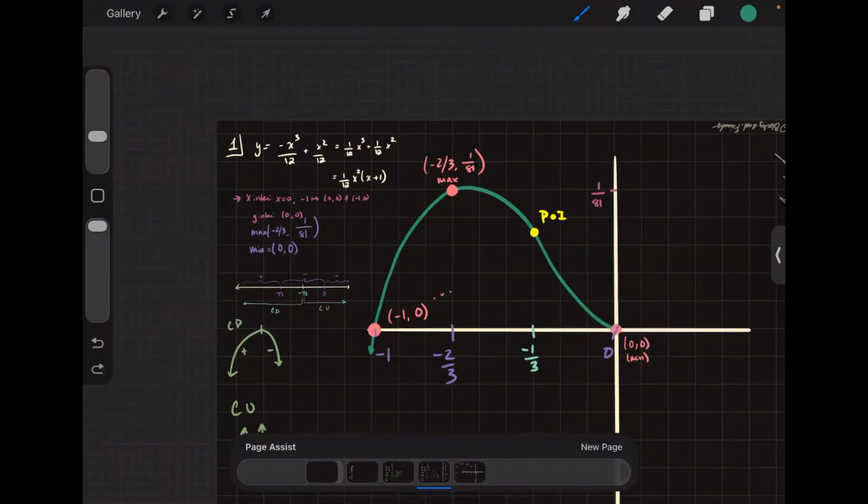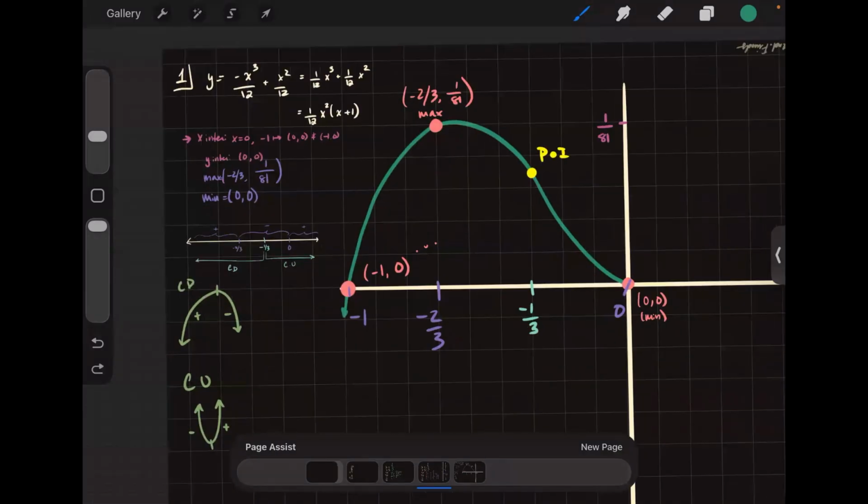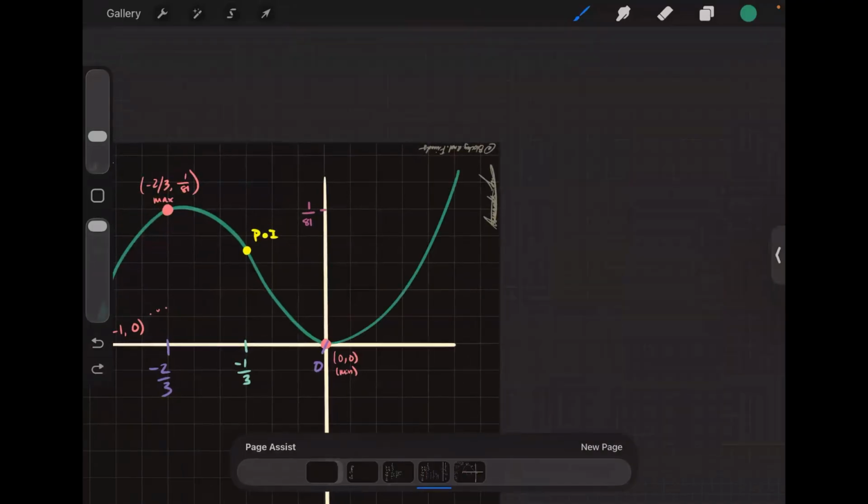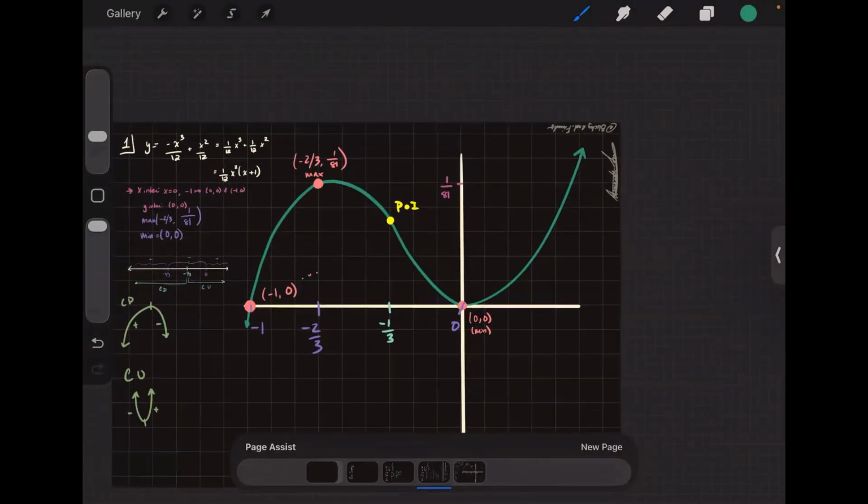Okay. And then from 0 to infinity, you're concave up, increasing. And you can just kind of go like that. Ta-da! I don't know what to tell y'all. It really is that easy.